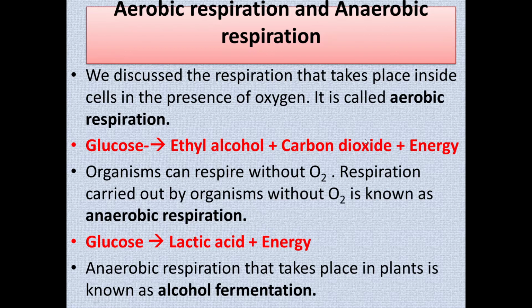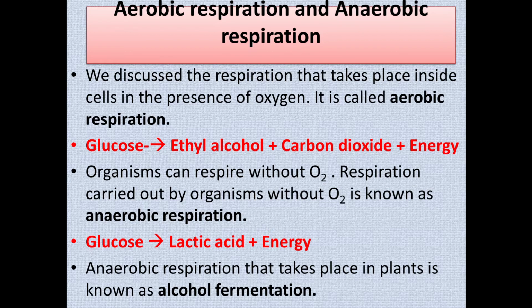Let us discuss the two kinds of cellular respiration, aerobic respiration and anaerobic respiration. Respiration that occurs in the presence of oxygen within the cells is called aerobic respiration. Here, glucose combines with oxygen and produces carbon dioxide, water vapor and energy. That is aerobic respiration. Glucose plus oxygen gives carbon dioxide, water vapor and energy.